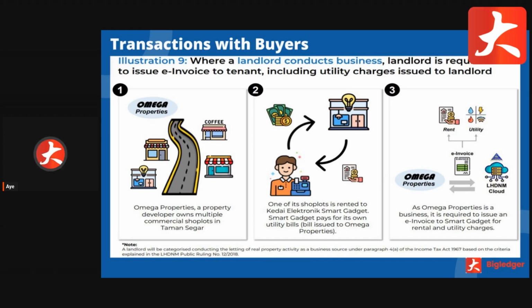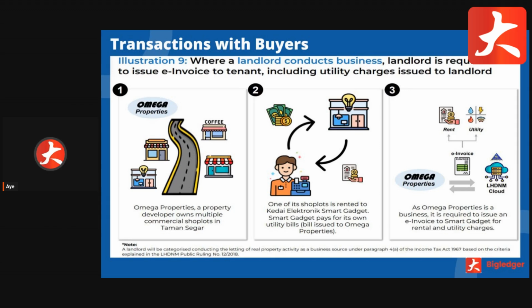Okay, next part is a bit of a different scenario. This one is related to landlords who conduct businesses. Usually a landlord is required to issue an e-invoice to the tenant, including utility charges. Because if you rent an office, then you need to pay the utility bill, but the utility bill details will usually be under the landlord. So the e-invoice for the utility bill by Tenaga Nasional will also go to the landlord side.